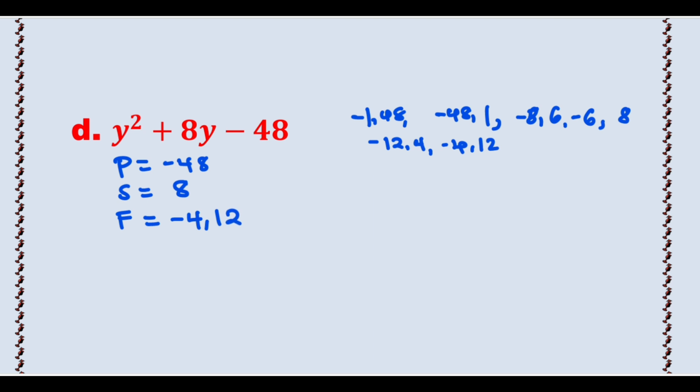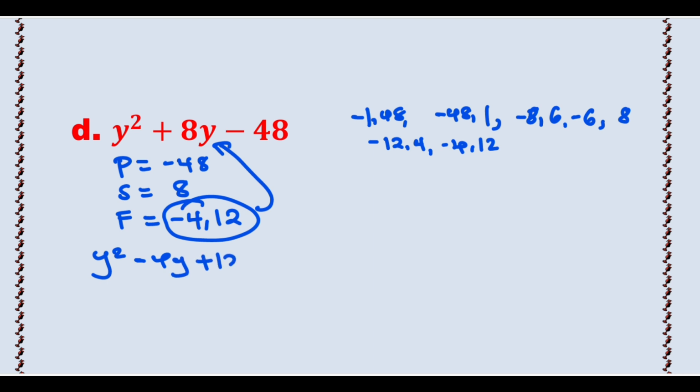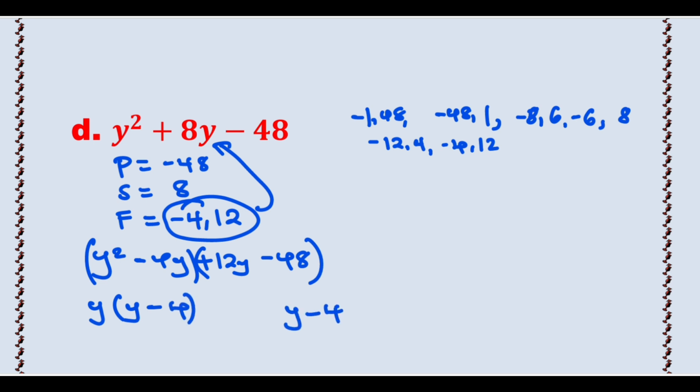So now we substitute this in the middle here. We shall now have y squared minus 4y plus 12y minus 48. And then we pair them up. What is supposed to be in the first bracket? What is common? It is y. So it should be y into y minus 4. And then automatically the other bracket should also have y minus 4.